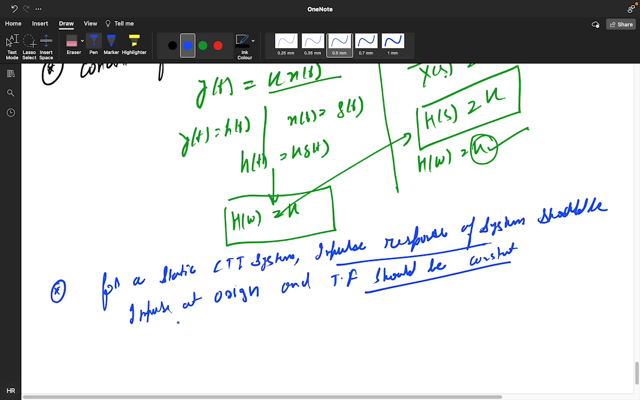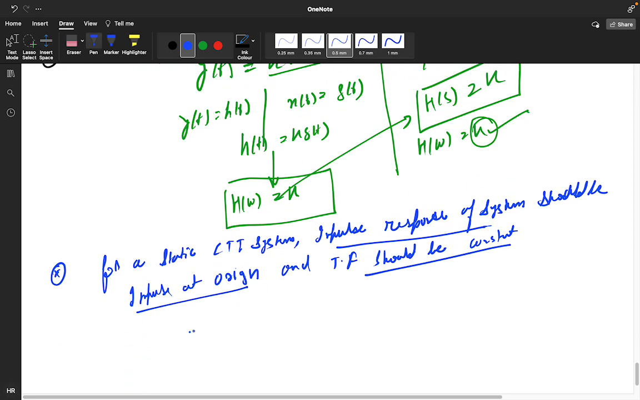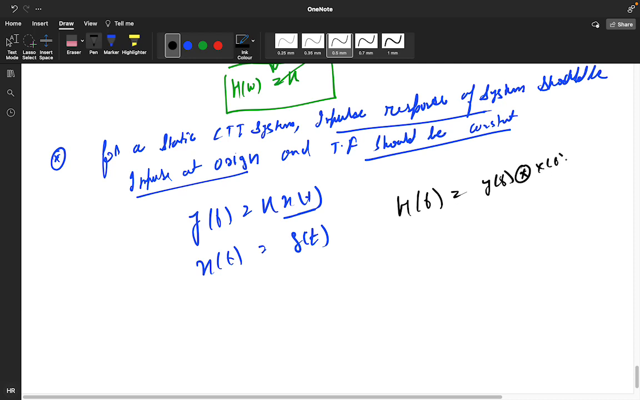Okay, so suppose you are taking y of t equals kx of t, and this is your input, and your x of t equals delta t. So if you want to find the impulse response, means if you convolve, h of t will be y of t convolved with x of t. So put the value: h of t equals y of t equals k delta t, convolved with delta t.